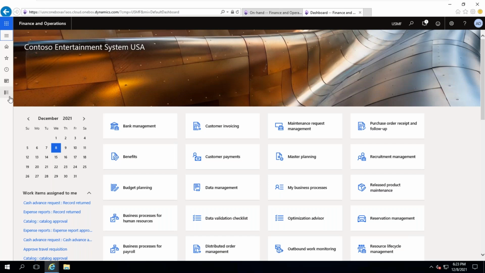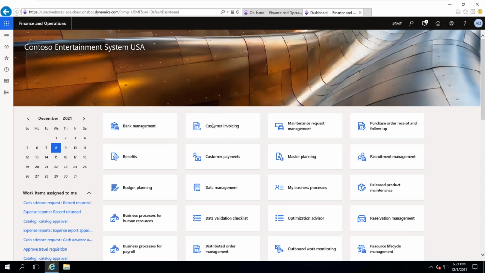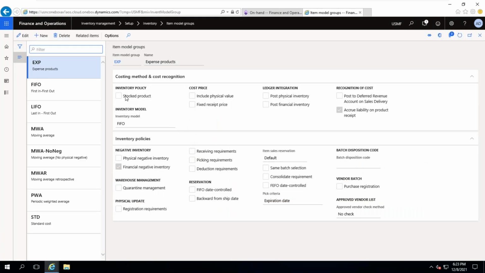Okay, let me go back to the item model groups. Understood at least 5 checkboxes. This checkbox, these 2 checkboxes, and this checkbox. Any doubt in this? These 2 checkboxes we have discussed. These 2 checkboxes, this one.